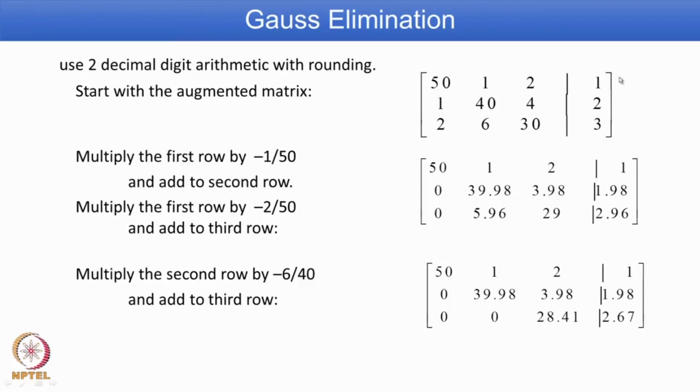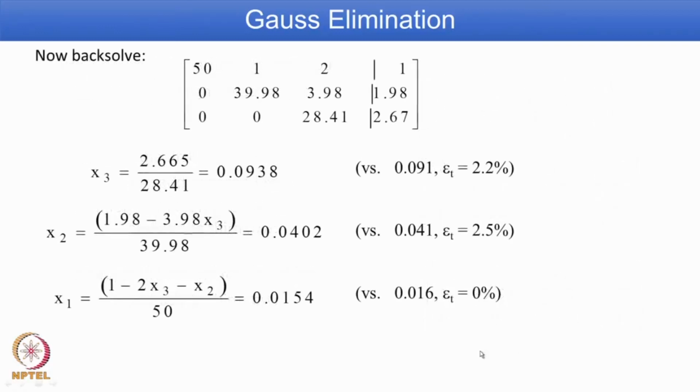So, the original matrix which is displayed here gets converted into the upper triangular matrix as shown here. So, 50, 1, 2, 0, 39.98, 3.98, 0, 0 and 28.41 and 2.67. So, we do first forward elimination and then backward substitution. The matrix is reproduced here.